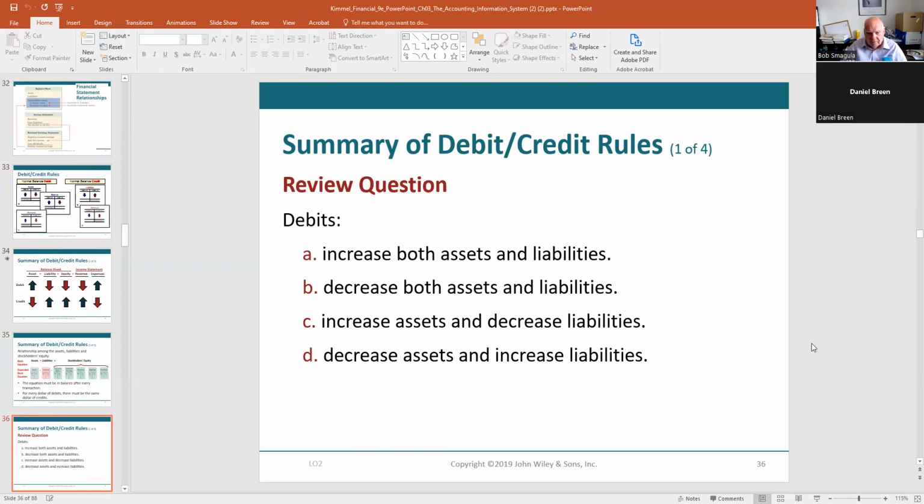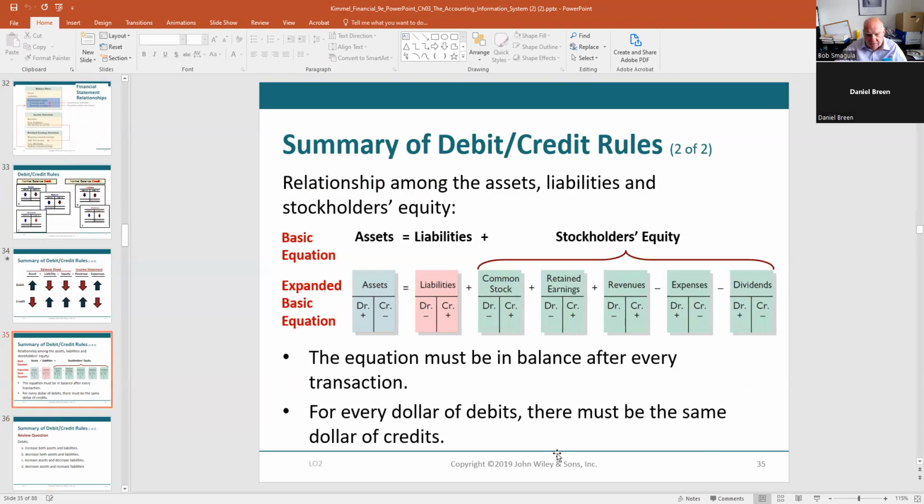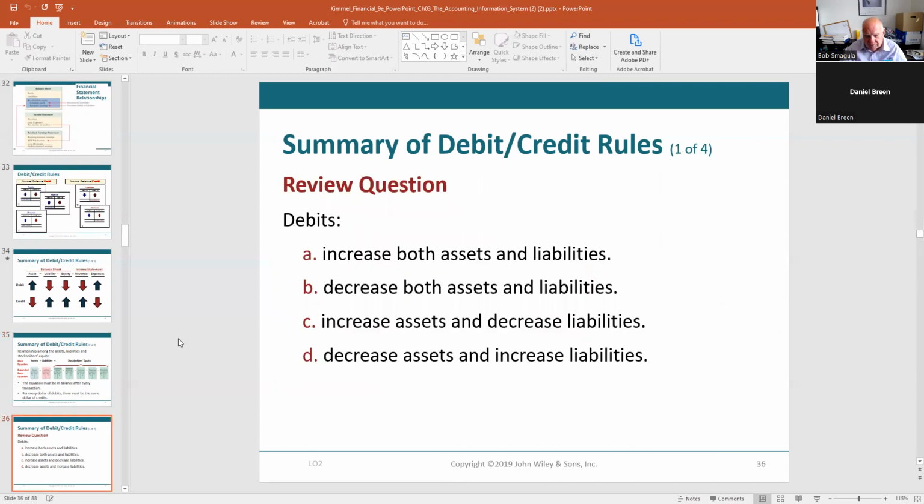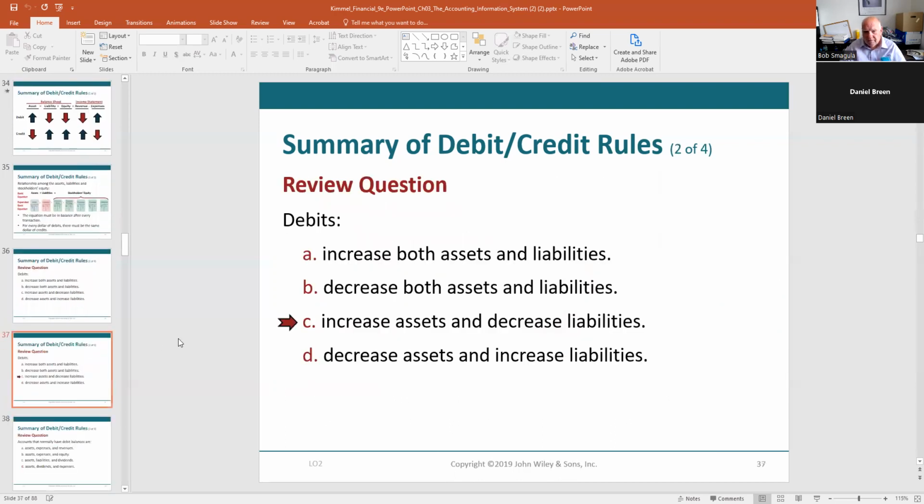Debits increase assets and decrease liabilities. Look here, a debit increases an asset, but it reduces a liability. So I think the answer is C. Okay, and there should be a lot of questions like this on your homework, and there'll certainly be a ton of questions along these lines on the exam.